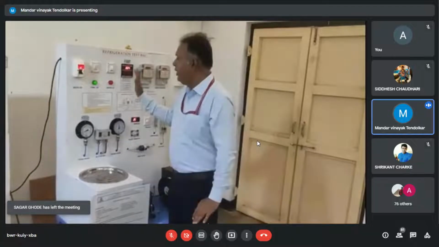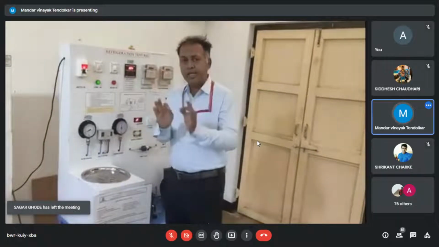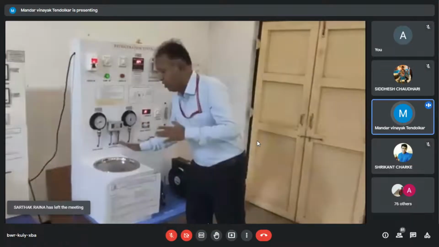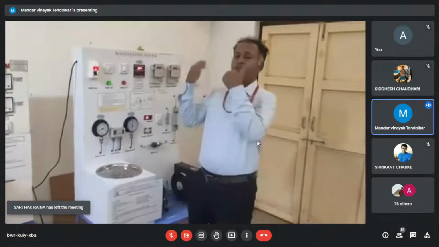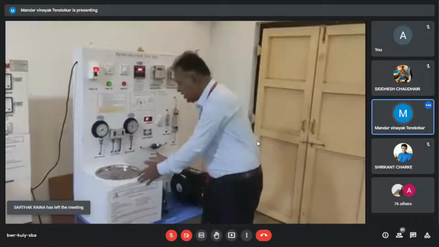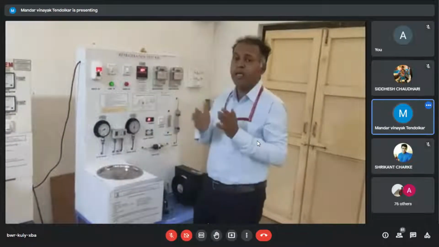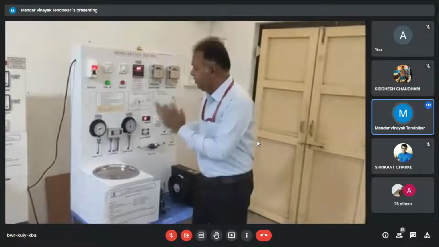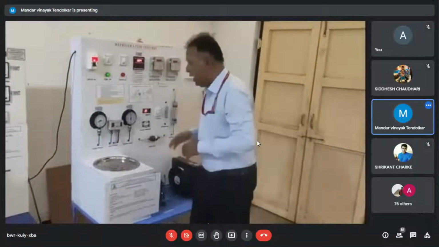So in this experiment, we can find the refrigerating effect by actually measuring the temperature of the water, initial temperature, final temperature. We must know the mass of the water, and we must know the time required for cooling this water. Okay, so that gives us the refrigerating effect experimentally.